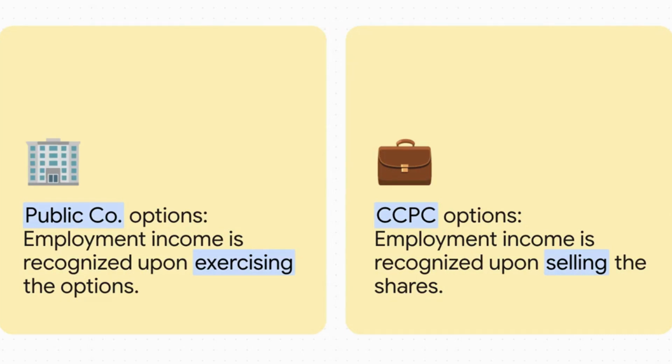Stock options are another huge topic, and there's a major split you have to know. For a public company, you pay tax on the benefit when you exercise the options. But for a CCPC, a Canadian-controlled private corporation, you get to wait and pay the tax when you actually sell the shares. That's a big timing difference. The rules for the 50% stock option deduction are also a bit nicer for CCPCs. Knowing that difference is crucial.